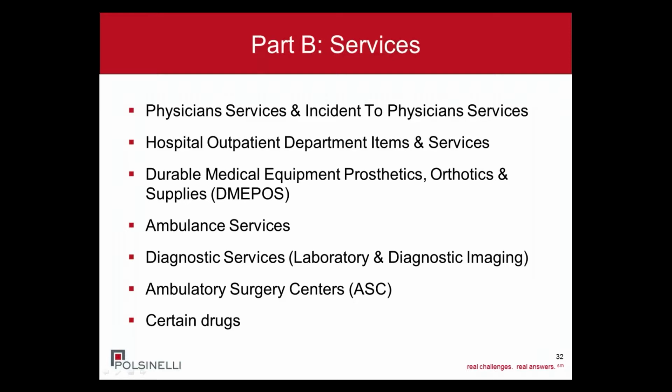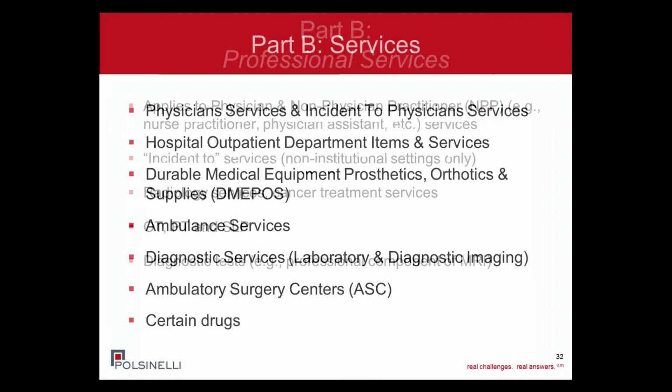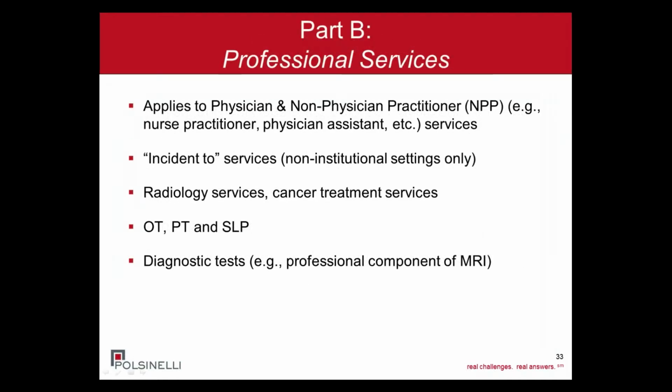Okay, so we talked about this a little bit, but when we talk about Part B, we're talking about a really broad group of items and services. It includes everything from physician services to hospital outpatient services, to surgical services in freestanding ambulatory surgery centers, as well as certain drugs. It's really a little bit of everything. And as I said at the beginning, it's sort of everything other than what a Part A provider does. So it's a really broad category.